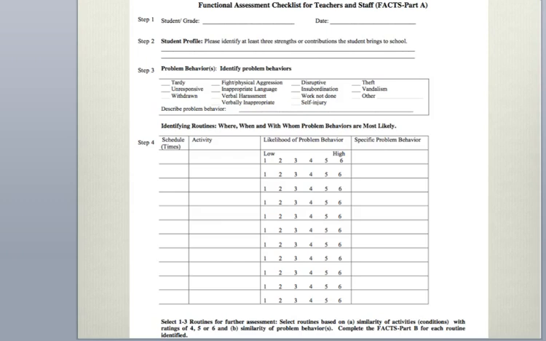So they go through and they select. You then go through and select several of these for further assessment, and select those based on similarity of activities or conditions with ratings of 4, 5, and 6, and similarity of behaviors. It helps you identify which ones are not problem behaviors and which ones are higher problem behaviors. So this can be very helpful.